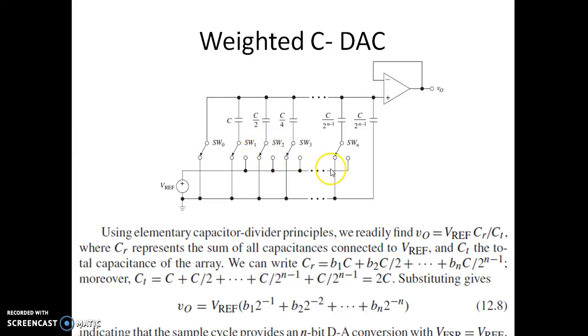We'll take up an example in the next case and try to identify how this works. V0 can be represented as V reference into B1 into 2 power minus 1, plus B2 into 2 power minus 2, and so on. This is the usual expression of our DAC. Now, by having capacitors of these values, C by 2, C by 4, C by 8, we can realize that the weight of the binary input is going to represent the output voltage. So the output expression is given by this equation.